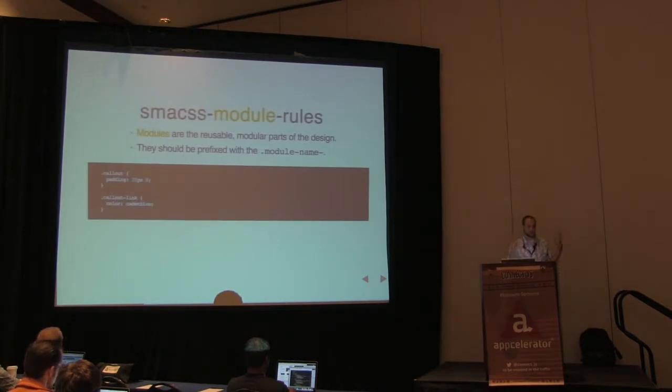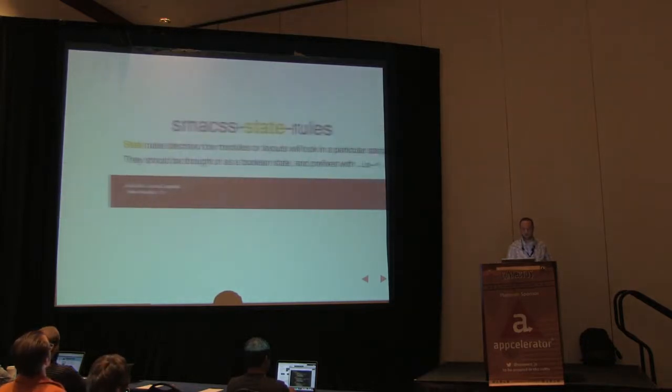And then we have SMACSS module rules. These are the reusable Lego pieces, right? They're going to sit inside of our layout code. And these should be prefixed with the module name itself. So here I've got some callout code, and inside of that callout there is a callout link that's changing the color, right? So these are the main 3 rules that we're going to use.